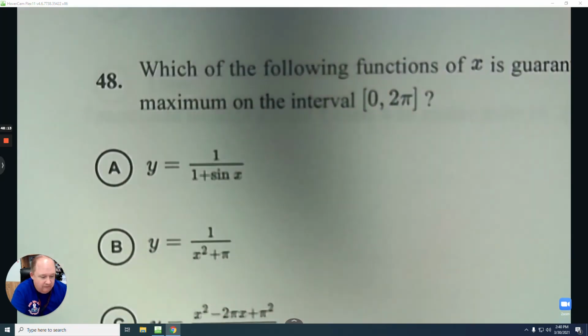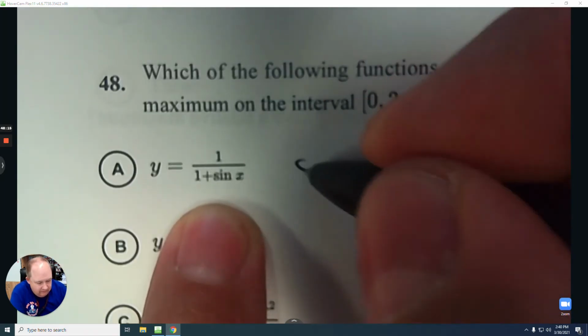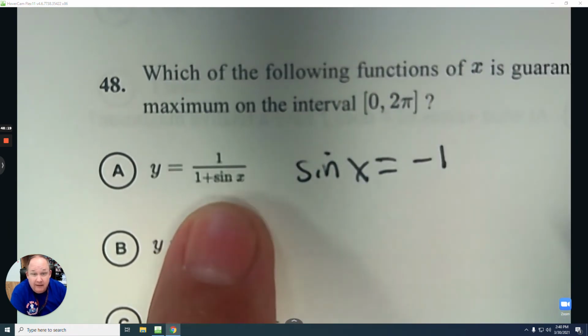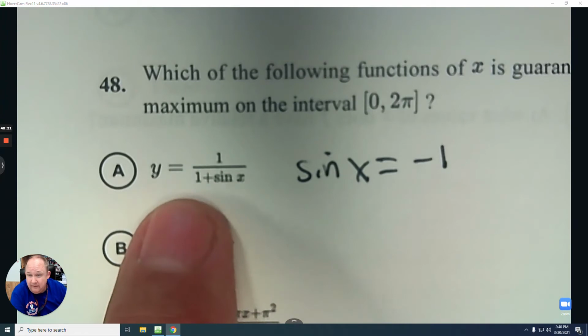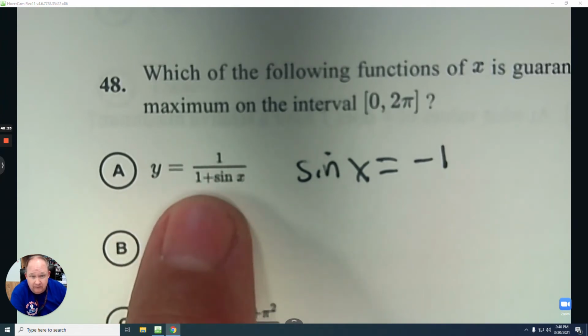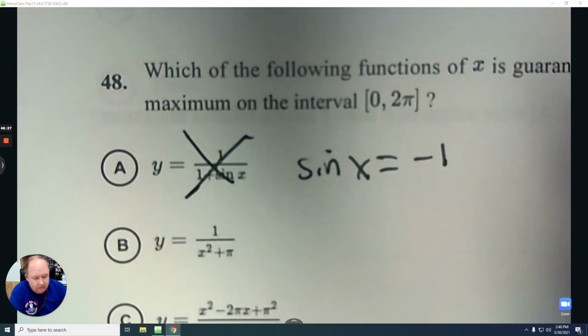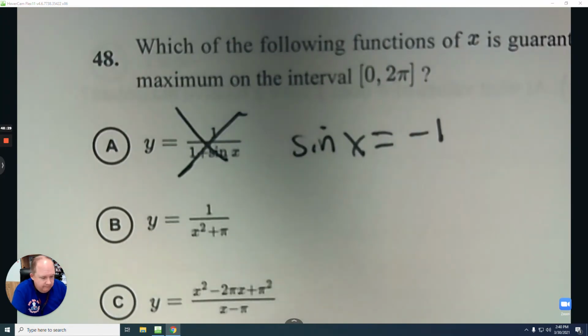So for instance, if I look at the first one, can sine x equal -1 in that interval? Because if sine x can equal -1, that means it's not continuous there. And the answer is yes. That's at the bottom of the unit circle. I'm looking for continuity. How about here?